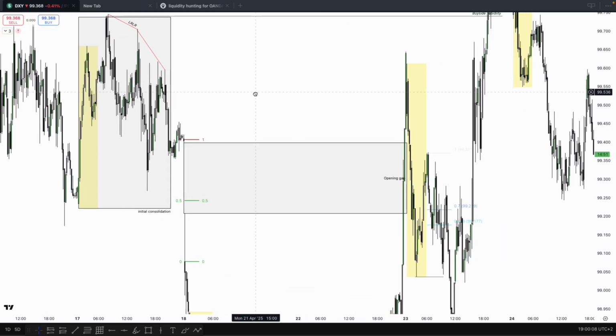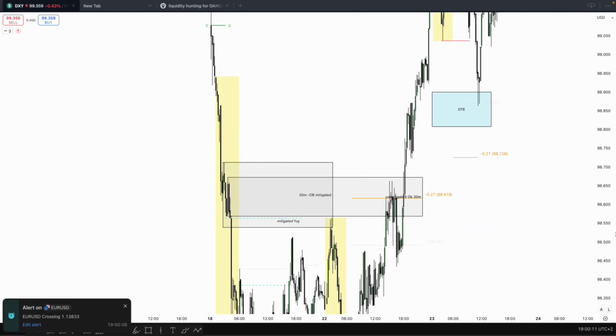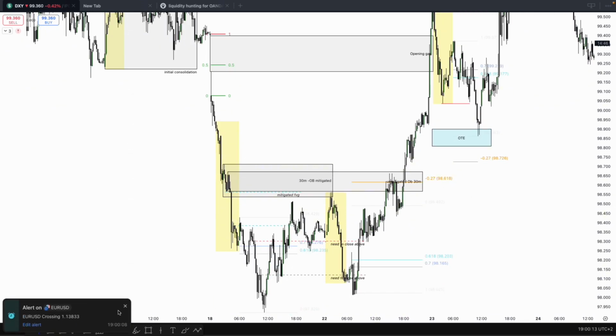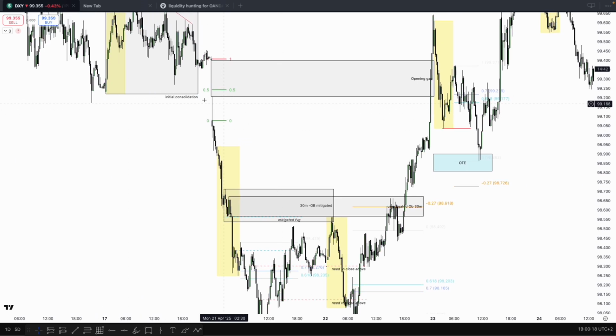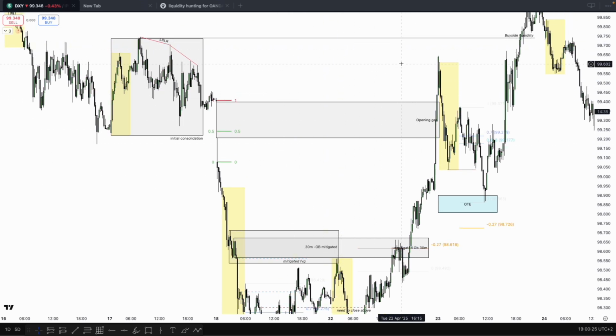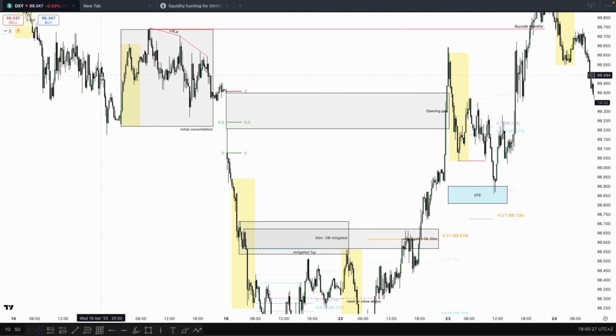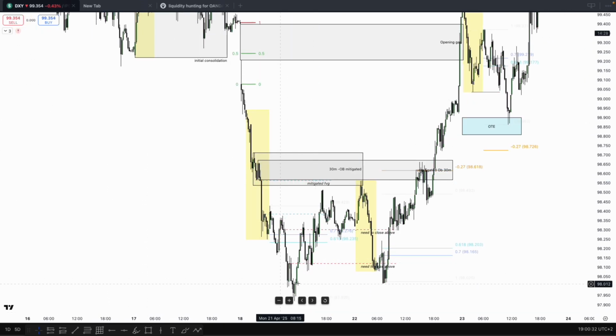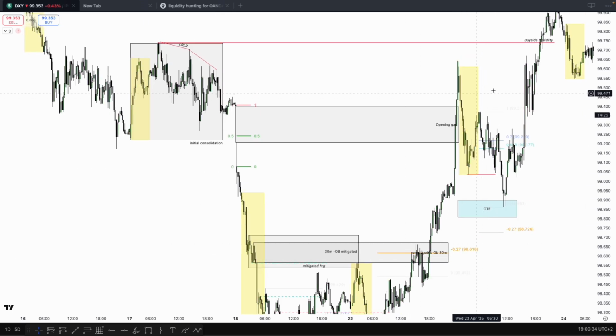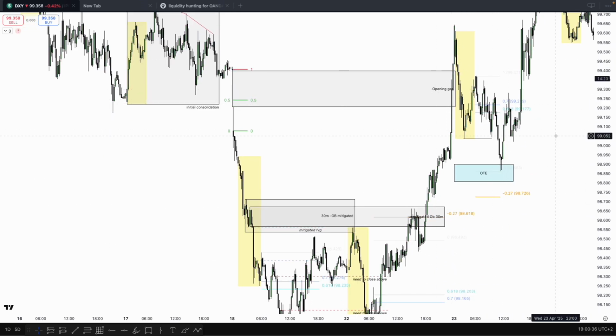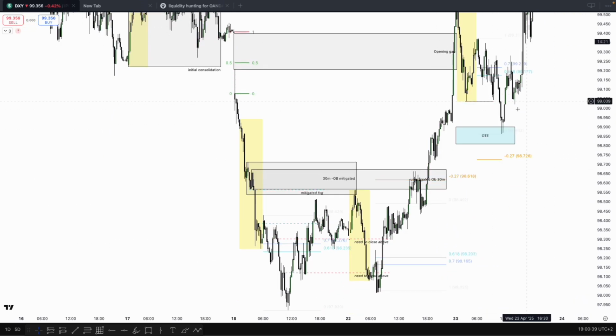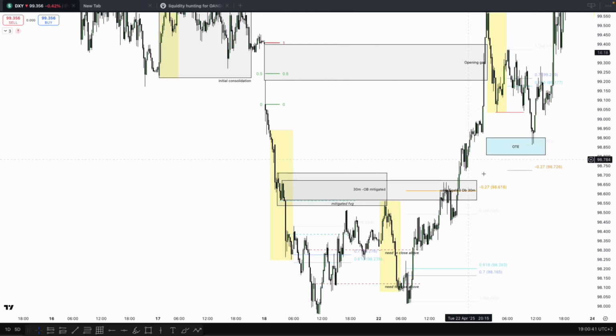Let me go back. Right here, we were right here. One second, my thing is going off, but look at this. It filled the opening gap, shot almost up to the initial consolidation, because there's also a market maker model right here. You can see the initial consolidation, the leg down to the PDRA, and shooting up again and taking out the initial consolidation. That was why I was bearish on Euro the whole week. But this is how I use it.